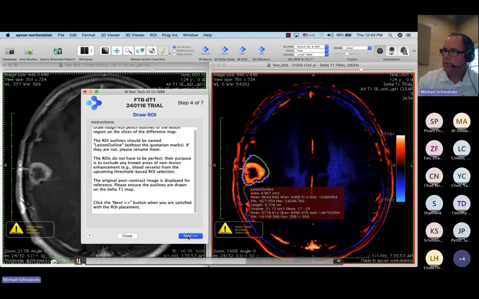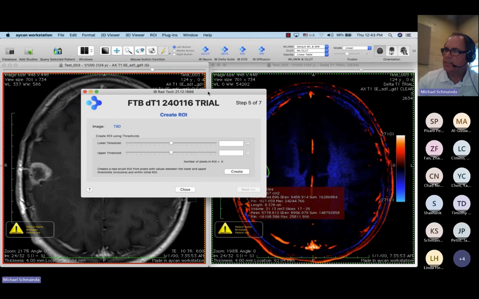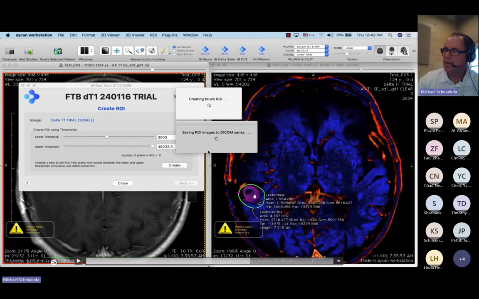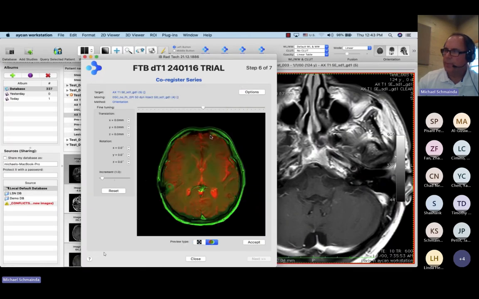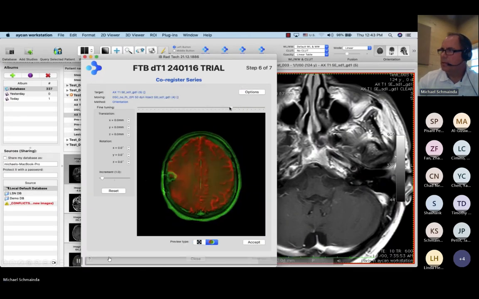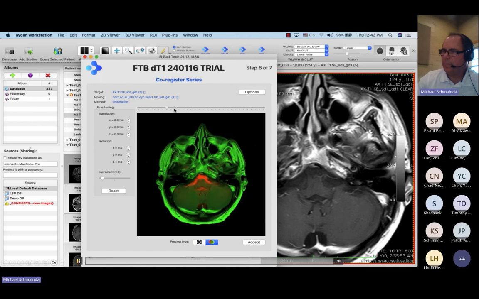Once you're all done with those, you just hit next. The next step is to create a mask using that standardized threshold on the Delta T1 map. So we're applying a quantitative threshold that identifies and creates a mask ROI. And then we will co-register the perfusion series to the T1 plus C image from the previous step.